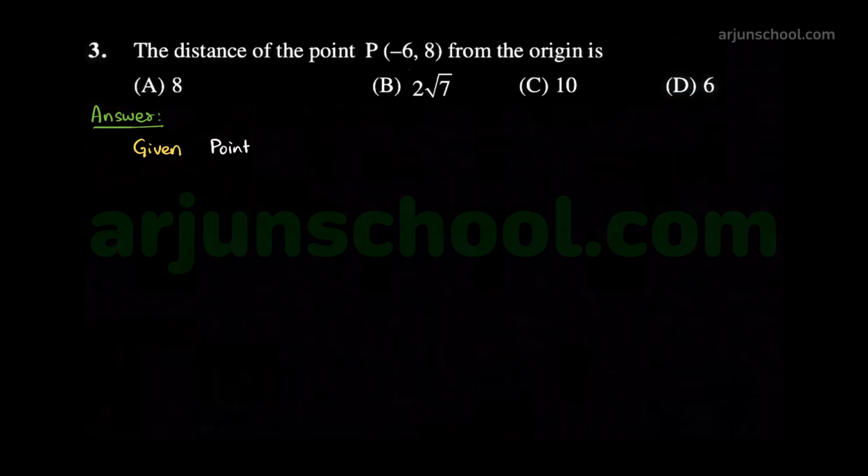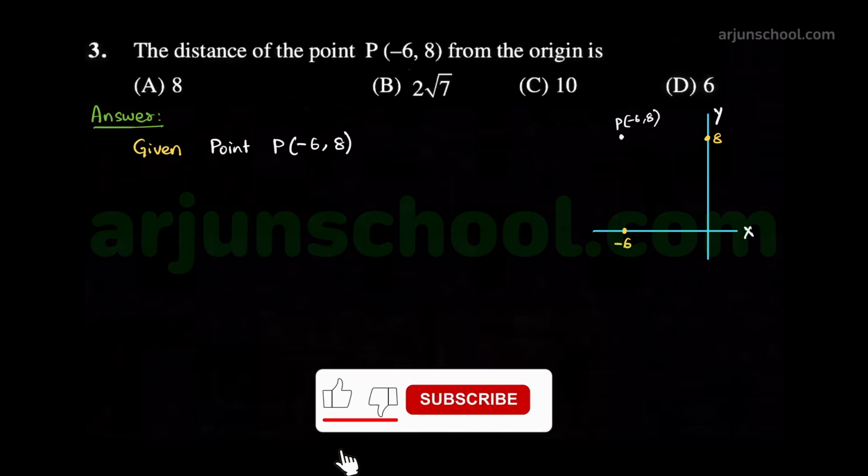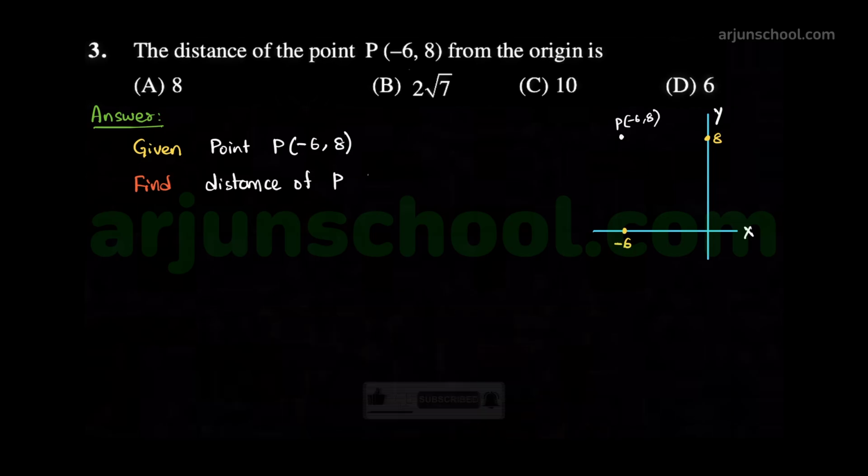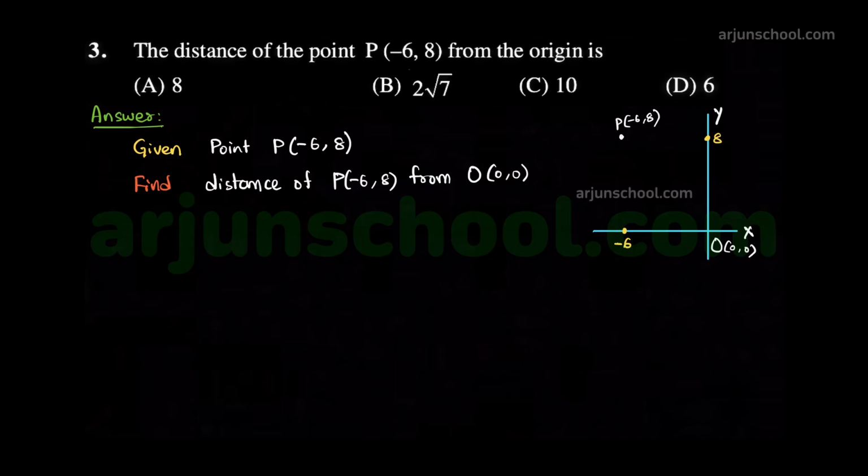We are given point P(-6, 8). Let us draw this point on the graph. This is our point on the graph, (-6, 8). And we need to find the distance of this point from the origin, which is (0, 0), the intersection of the x and y axis. Origin is (0, 0). And what is the distance formula?